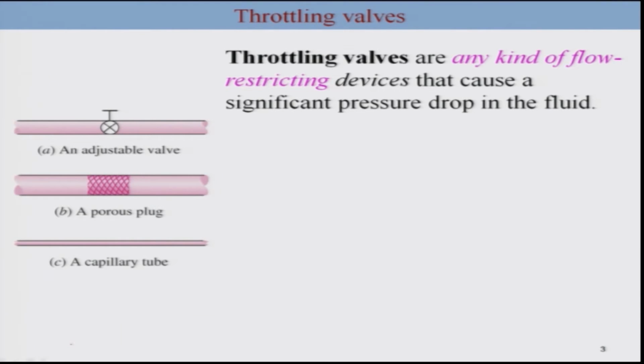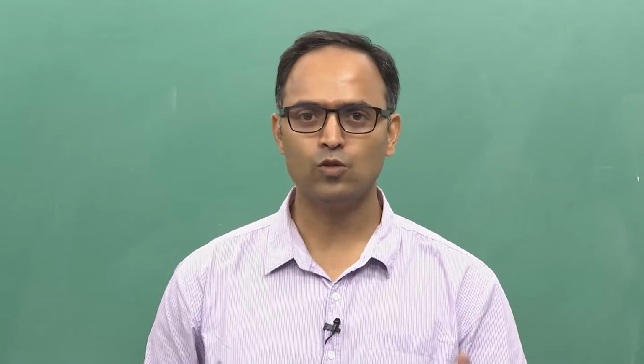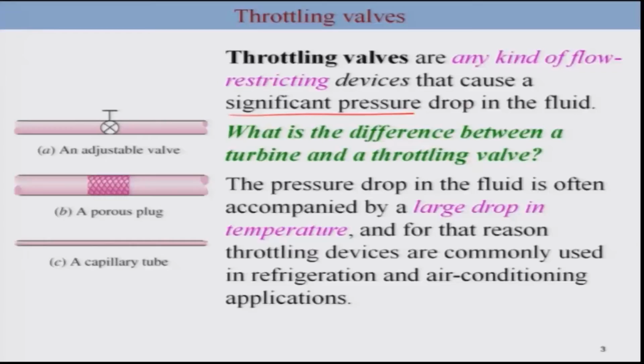So, a throttling valve is basically any kind of flow restricting device, and thus it causes a significant pressure drop in the fluid. There is a difference compared with a turbine. The turbine does not lead to a significant change in temperature, but in case of a throttling valve, the pressure drop in the fluid is often accompanied by a large drop in temperature. And this is the reason that throttling valves are commonly used in refrigeration and air conditioning applications.